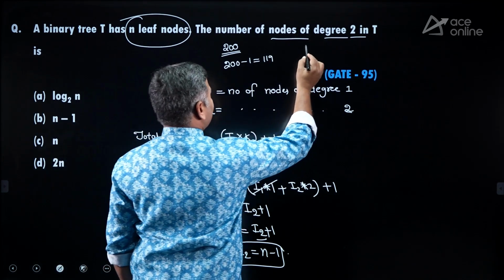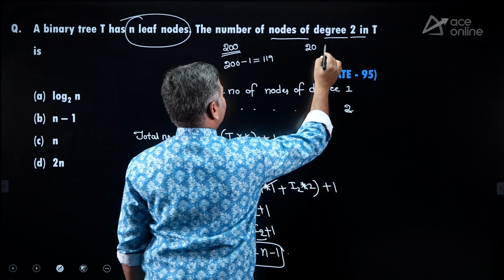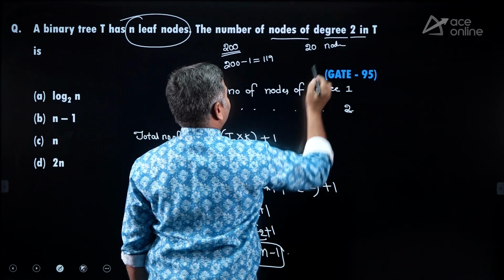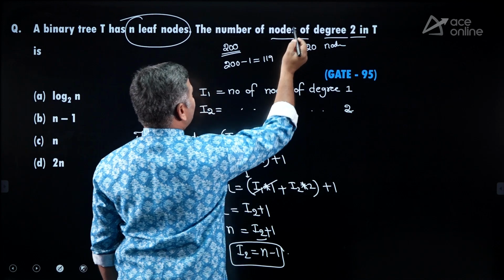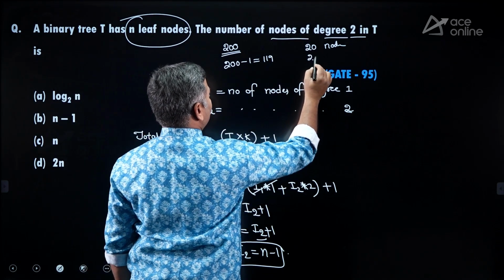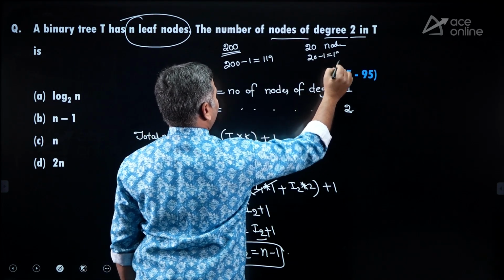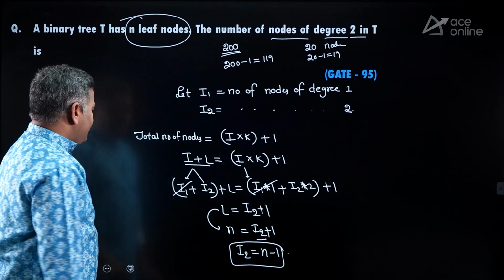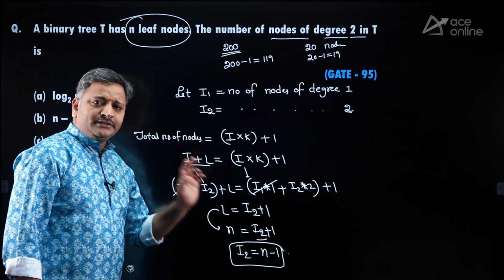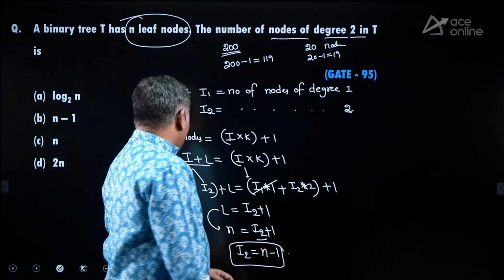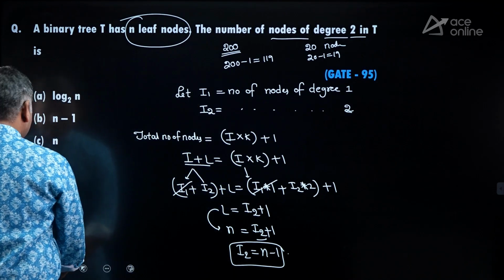And one time in the GATE paper they asked, there are 20 leaf nodes. How many nodes of degree 2 are there? Answer is 20 minus 1, that equals 19. So the basic idea you have to remember: the number of internal nodes of degree 2 equals the number of leaf nodes minus 1. Okay. I will show those questions also, you will get more clarity.